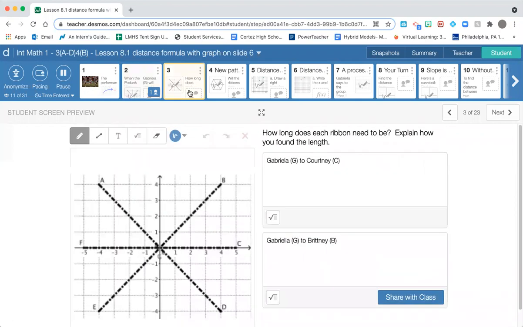So here we're being asked exactly how long each ribbon is from G to C. You can just count 1 unit, 2 units, 3 units, 4 units, 5 units. So this is 5 units. We found this because it's a horizontal line. We just counted the spaces. From G to B, though, how do you think we could get that?